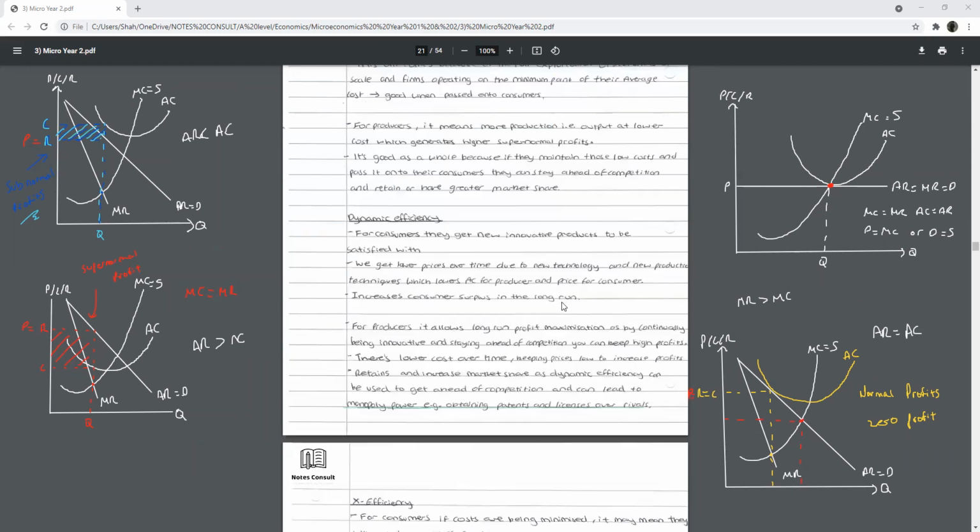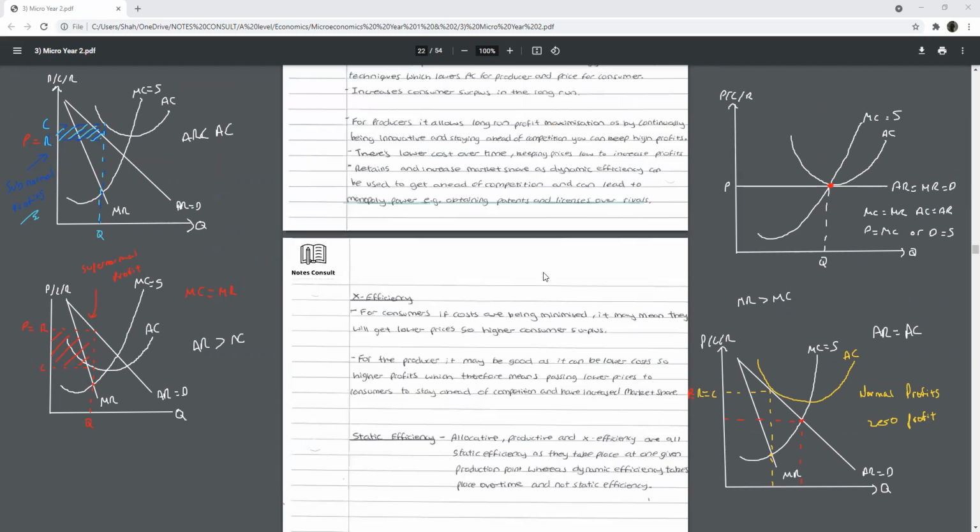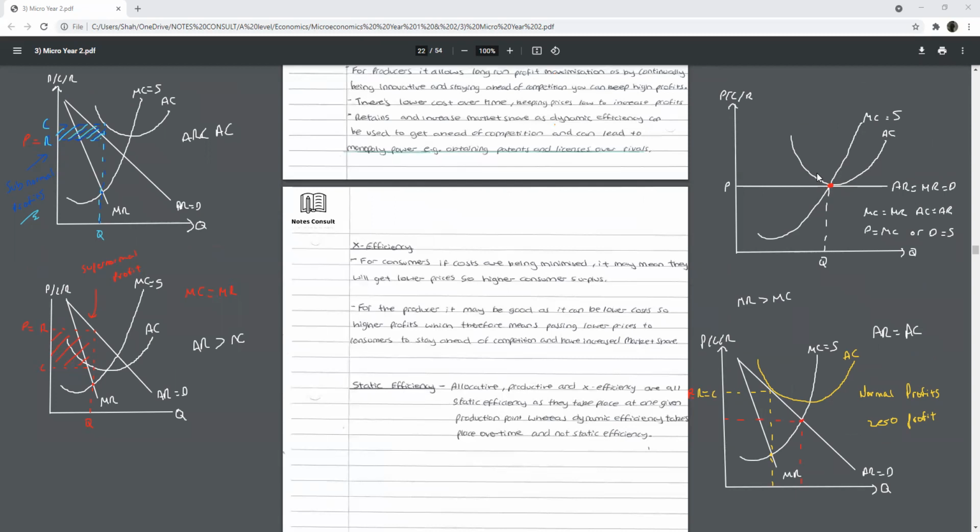So yeah, you can read on to this further. Dynamic efficiency, we basically explained it already. X efficiency, we know that as well. So it's just any point on the AC curve that's minimizing costs, reducing waste.